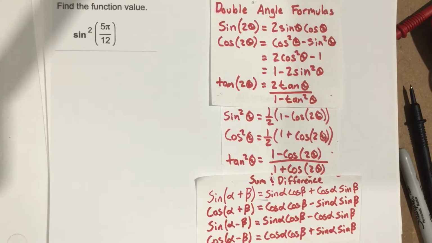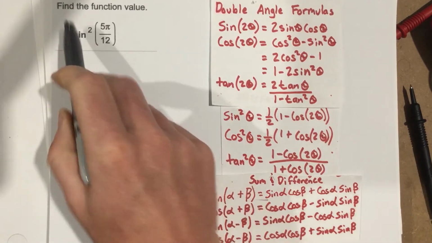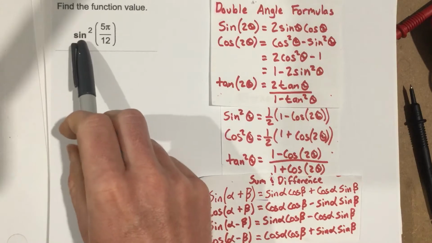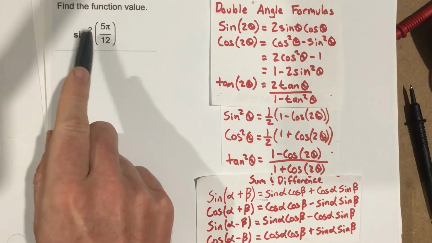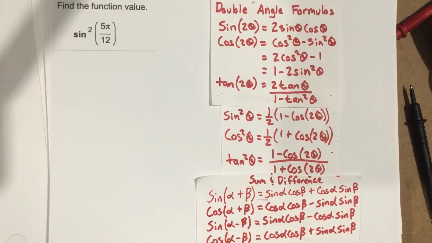This is problem number 8 from section 1.3. It says find the function value, and they give you sine squared of 5 pi over 12.